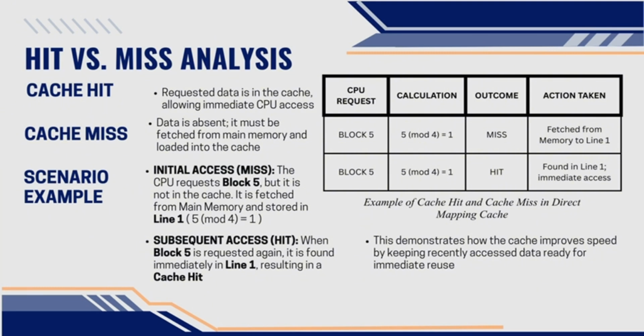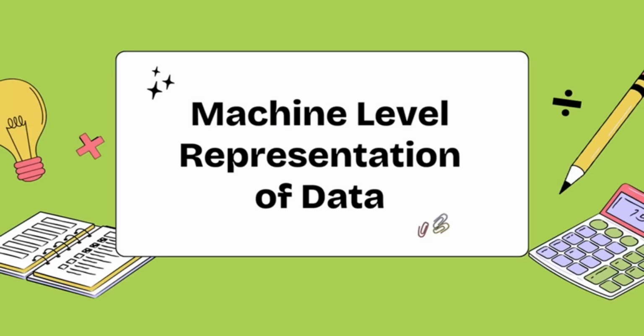When the CPU asks for data and finds it in the cache, it is a cache hit, with immediate access. If it is not there, it is a cache miss and we must fetch it from the slower main memory. As you see in our example, the first time we request block 5, it is a miss and gets loaded into line 1. But the second time we ask for it, it is a hit. This simple mechanism is what allows modern computers to feel snappy and responsive despite the massive amount of data they process.